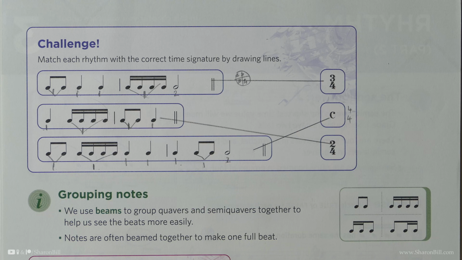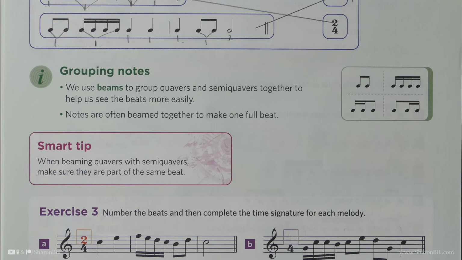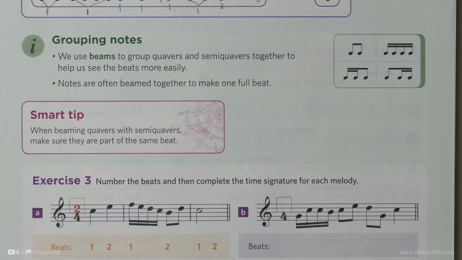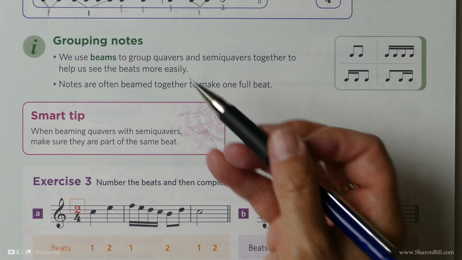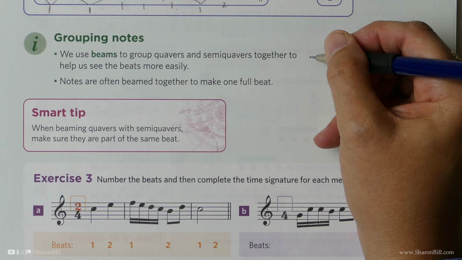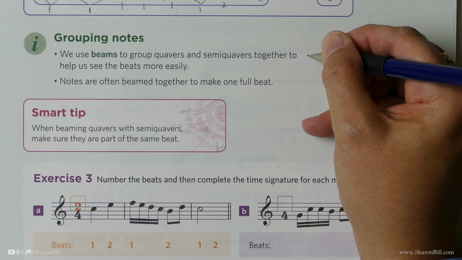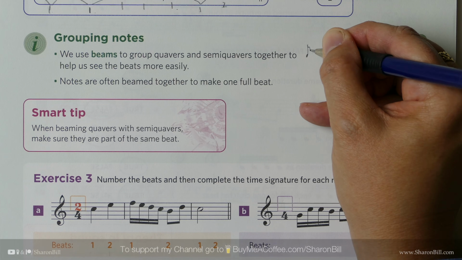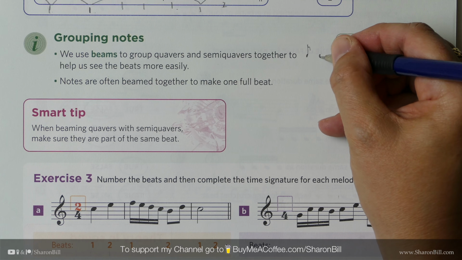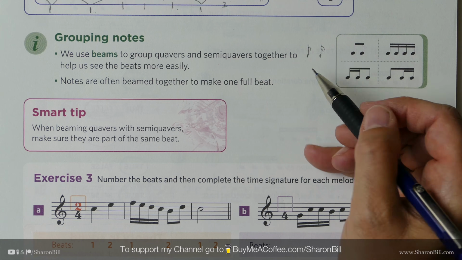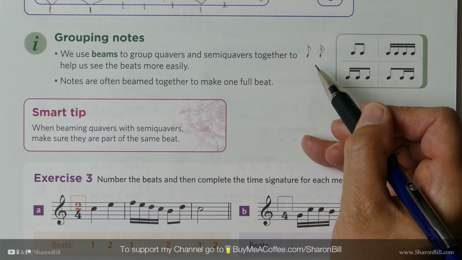So then, let's move on to this next little section here. We're going to look at grouping notes very briefly. Now, we discussed this very briefly last page, but let's just refresh our memories. We know that when a quaver is on its own, it has a little tail, or a semiquaver, when it's on its own, has a little tail. But when there are groups of them, we can join those tails together.